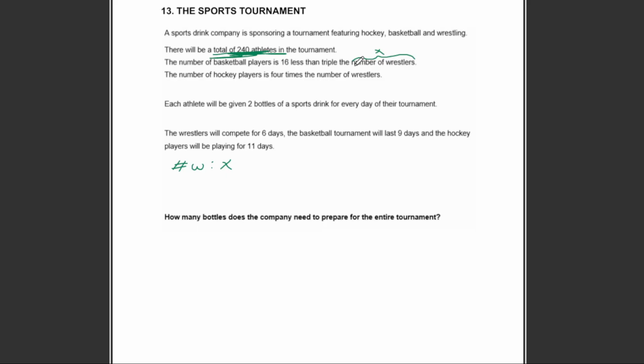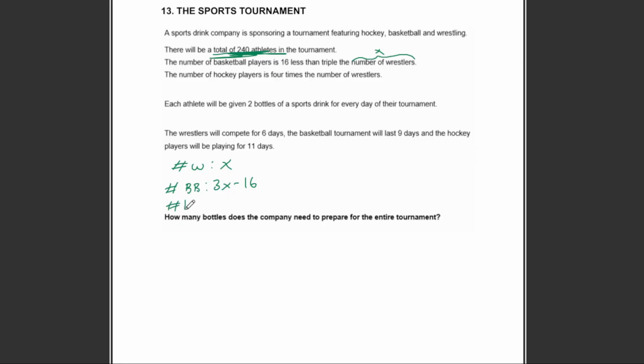Basketball is 16 less than triple the number of wrestlers. So for the number of basketball players, I'm going to triple X, then take 16 away from that, right? I'm subtracting 16 from triple the number of wrestlers. What is the number of wrestlers? X. I want to triple X. I want 3X. Then I minus 16.